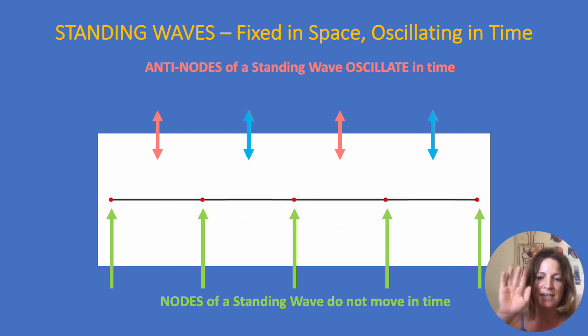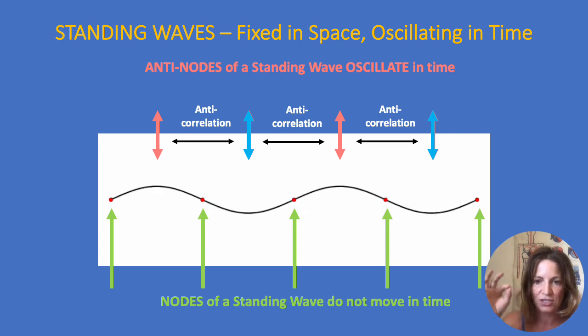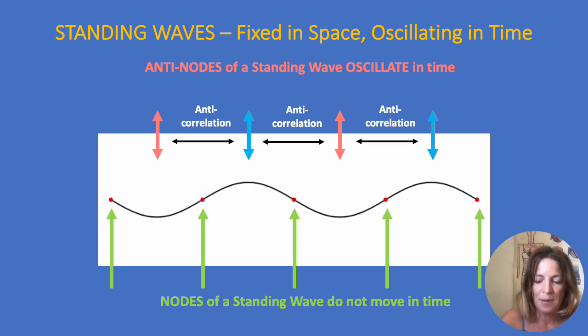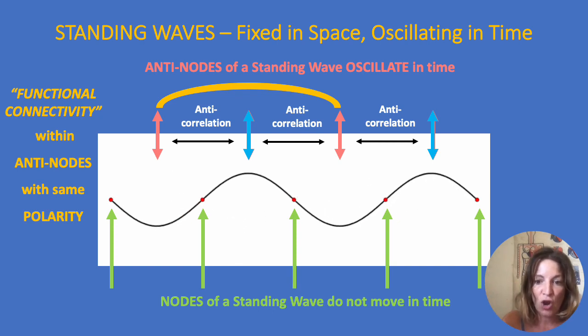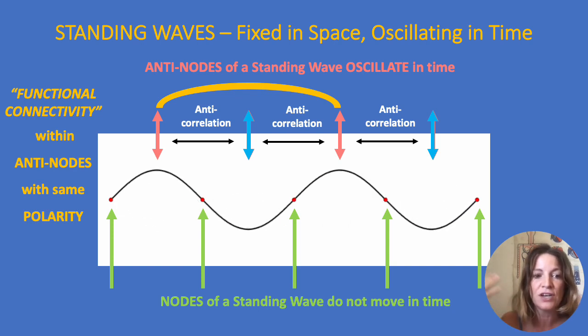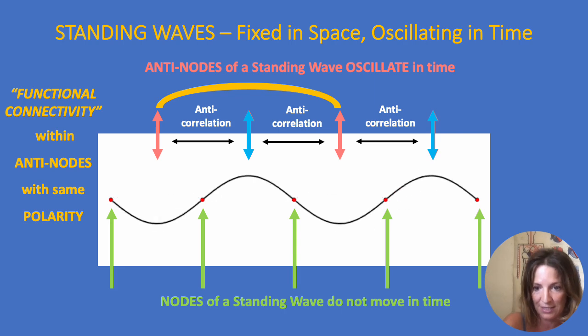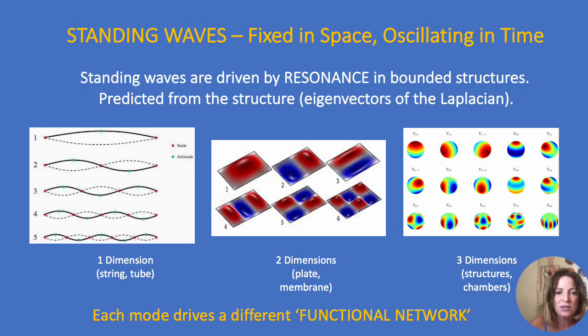These antinodes can have different polarities, which means that you can have anticorrelations between distinct antinodes, but you can have correlations between antinodes with the same polarity. And this drives functional connectivity within all the antinodes with the same polarity. So standing waves are driven by resonance phenomena in bounded structures, and they can be predicted from structure using the eigenvectors of the Laplacian, as you've been seeing in other talks. And overall, they are quite universal.